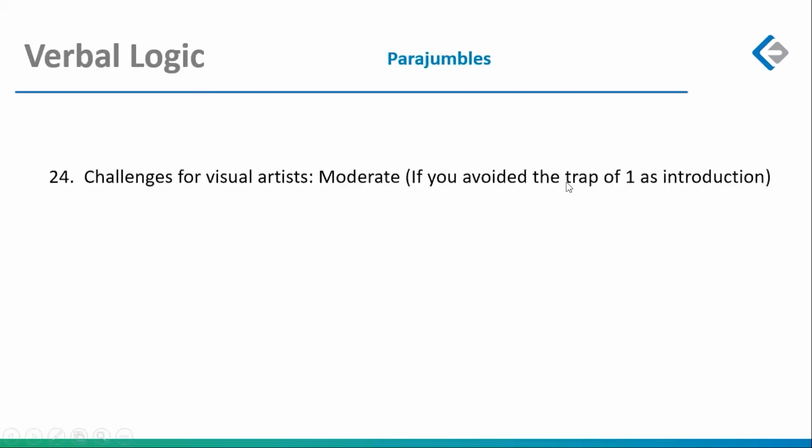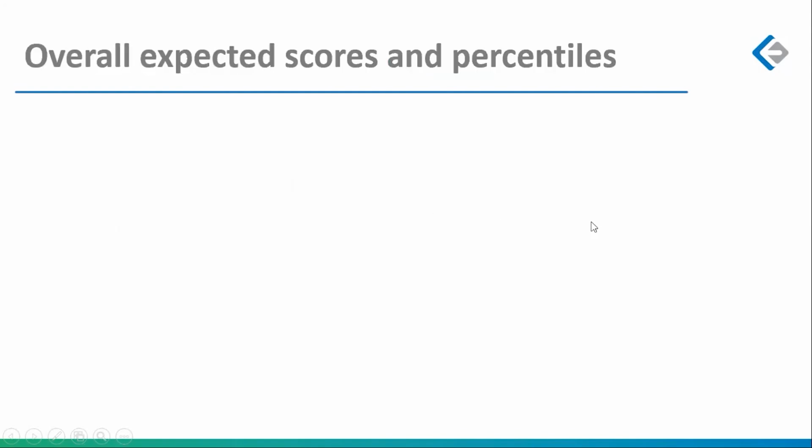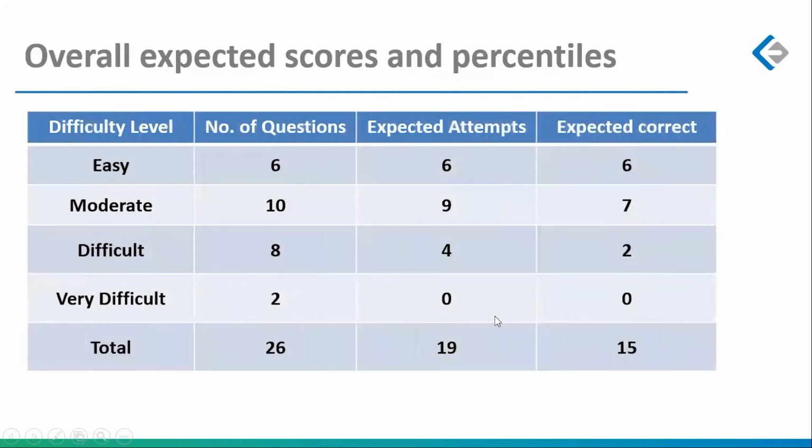And your last 3 questions are paraexamples. 3 paraexamples, one moderate, one very difficult, one fairly easy. You would find it easy only if you did not get stuck on the 25th one, because 24th was easy. Yes, I mean, it was moderate if you avoided the trap of 1 as introduction. 26th, extremely easy, but then 25th, you have 2 pairs of 2 sentences each, and you're wondering what exactly happened here. You just have to rearrange the 2 of them, and that's never easy.